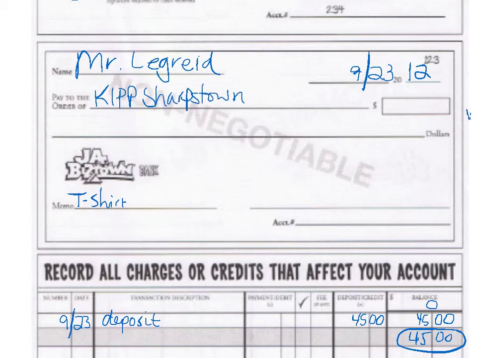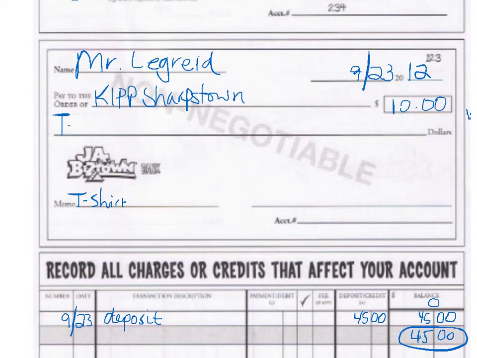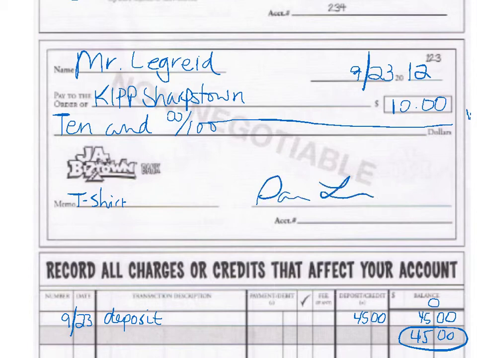The amount of that shirt was $10, so in the box we can write 10.00. On that line we spell out ten, and then we use the word "and" to represent the decimal, and then we put 00 over 100, and we put a line all the way across. Then we have to make sure to sign it in the bottom corner.